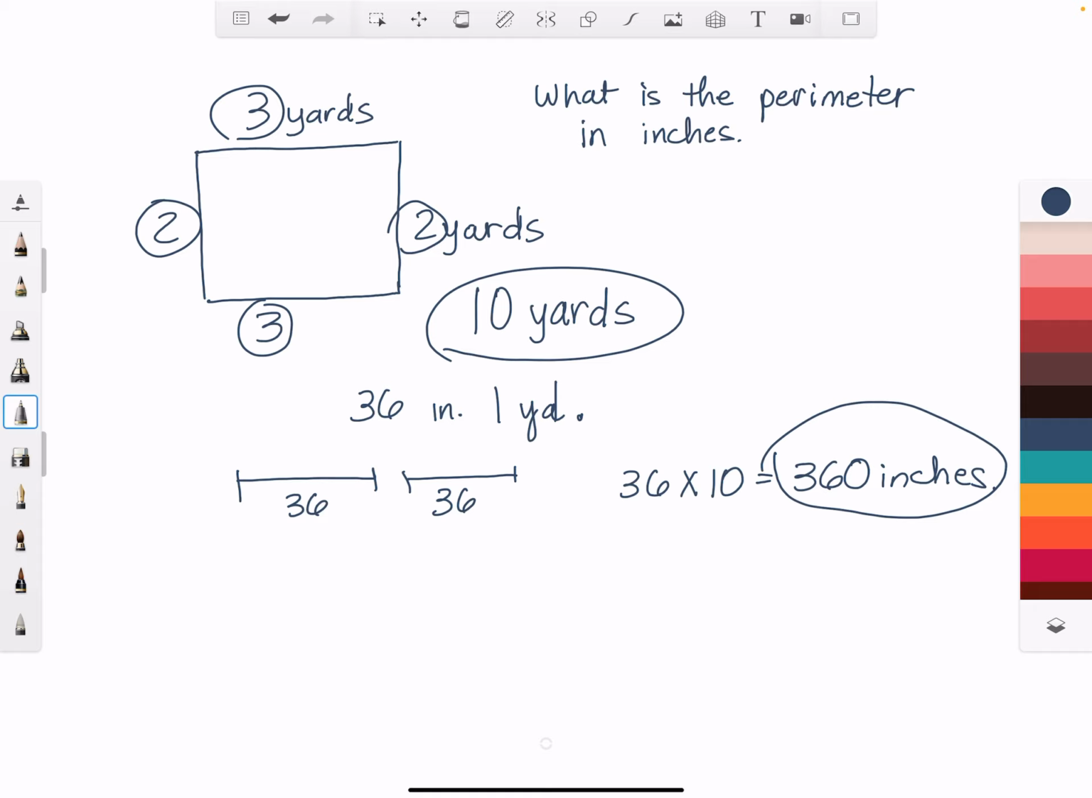They are equivalent. And those are the customary units for distance and length and how to convert between them.